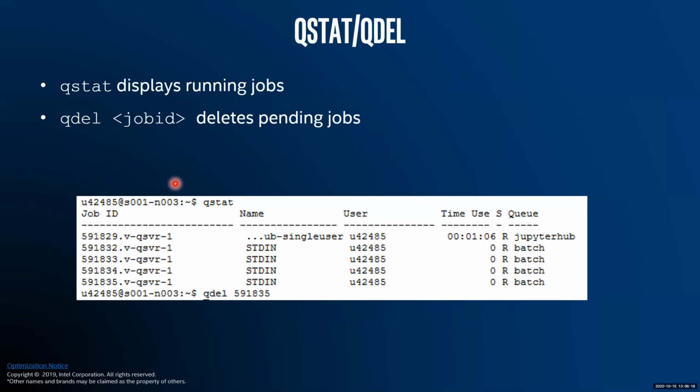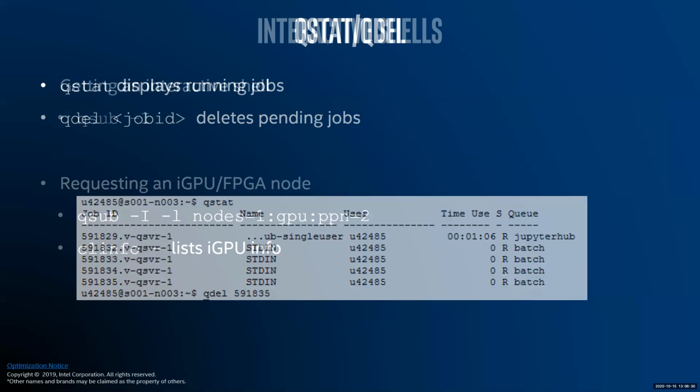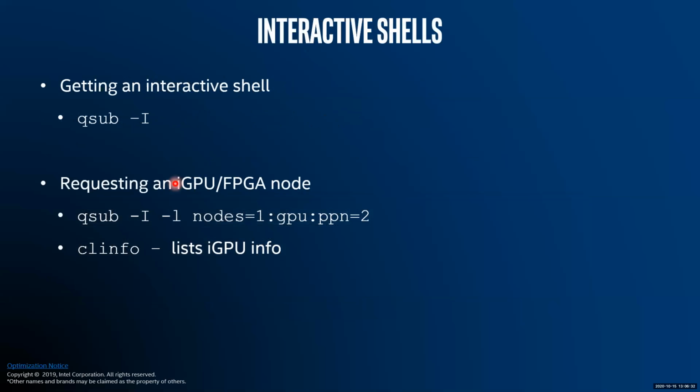You can also check on the status of your jobs. These are just practices on the DevCloud. You can use qstat, which displays the current running jobs. You can use qdel if you want to delete any pending job. And there is also a way you can interact. I was talking about the login node and the compute nodes on the DevCloud. If you want to request a GPU node or FPGA node, there's a separate command like qsub -I -l.